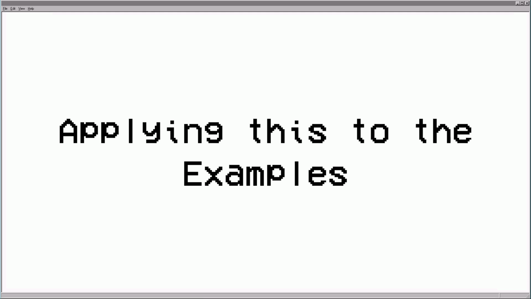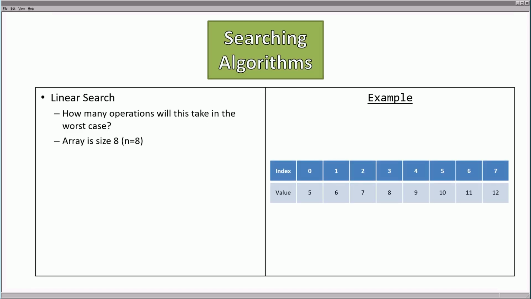Now let's take all of these concepts and start applying them to our examples. That way you can see how we can use a big O function to describe the complexity of an algorithm. For argument's sake, let's take a look at the two algorithms that we have previously described. First one is linear search.